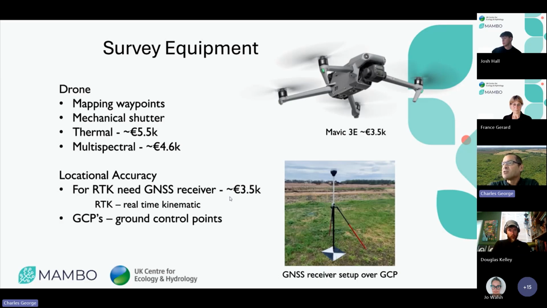We can also use ground control points. As you can see in the picture here, a ground control point is just something that will show up in the drone imagery. You would need to survey in these ground control points, and you'd probably have 5 or 6 over the whole area.